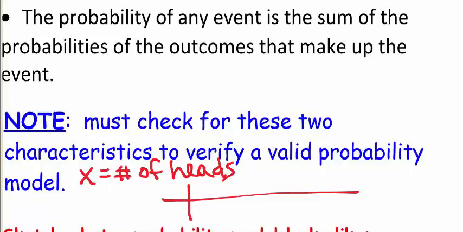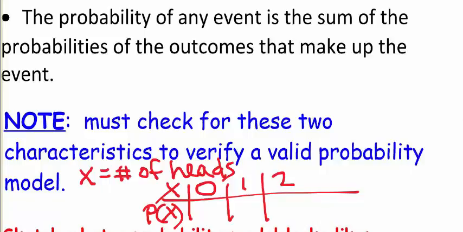Then you would set up your probability model. So x, that represents number of heads, and then the probability of x. So this is our probability model. So number of heads. When I flip 2 coins, I can have 0, 1, or 2. The probability of getting 0 is when you get 2 tails. So that is 1/4 or 0.25.